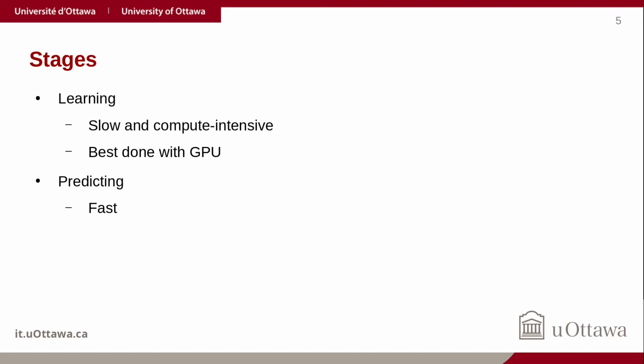The learning stage is how you teach the model how to get the information from the data set that you want. And it's really slow and it's very intensive for the computer. So these models are done best with a GPU. GPUs are really good at machine learning. That's why they're so much in demand these days. You don't have to have a GPU, but it helps a lot.